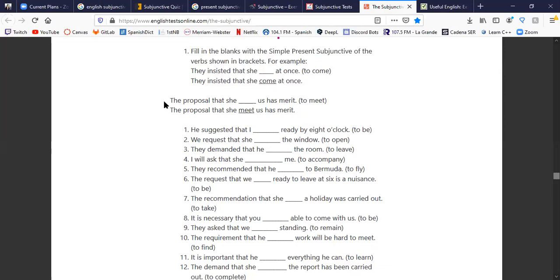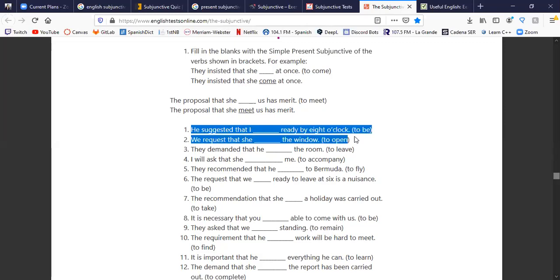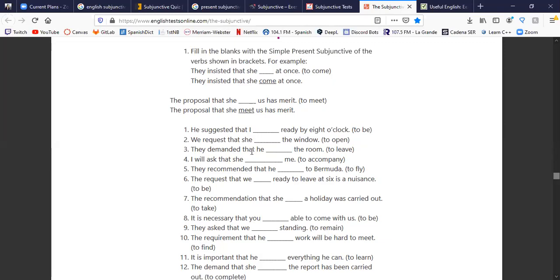And for this one, the proposal that she blank us has merit. To meet, we need the subjunctive form, which is just meet. So the proposal that she meet us has merit. Okay, so Vlad, you can do the first one. He suggests that I be ready by 8 o'clock. Perfect.